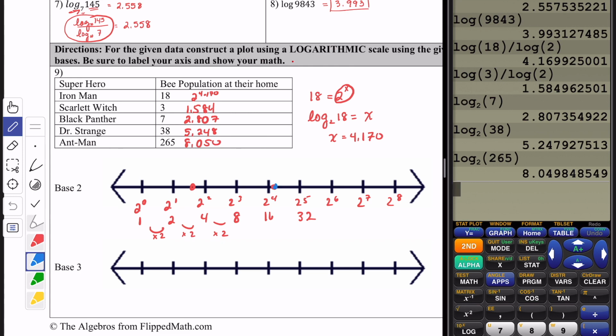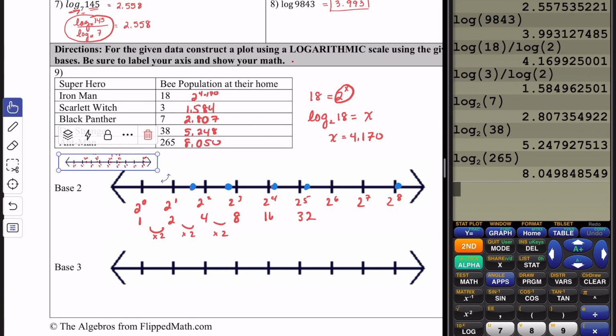So let's finish graphing all these. I'll do them in blue so they're a little easier to see. Black Panther was 2.8, so 2.8 is right about there. Doctor Strange is 5.24, so 5.2, somewhere around there. And finally, Ant-Man, 8.05, so he's way out here.